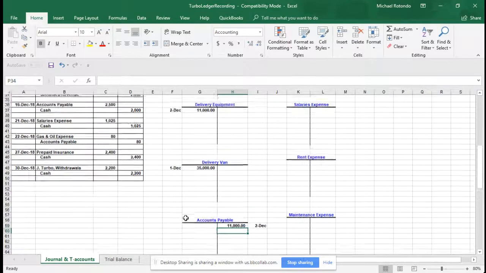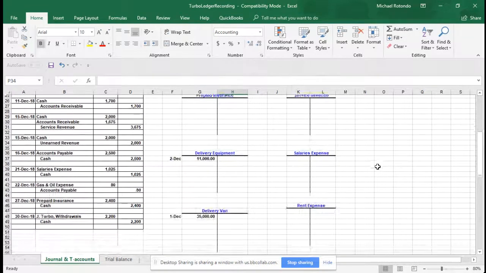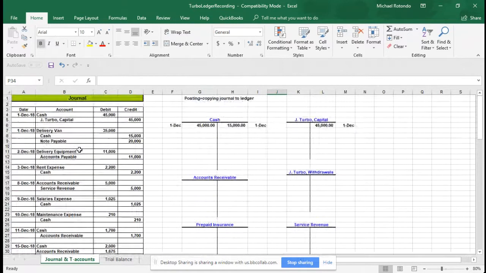Okay. So again, very important that we pay close attention to detail. On the third, we have rent expense. So we have a debit to rent expense for $2,200. And then we have a credit to cash. Remember, we're not going to skip lines in the T account. On the 8th, we have a debit to accounts receivable, $5,000, and a credit to service revenue for $5,000.